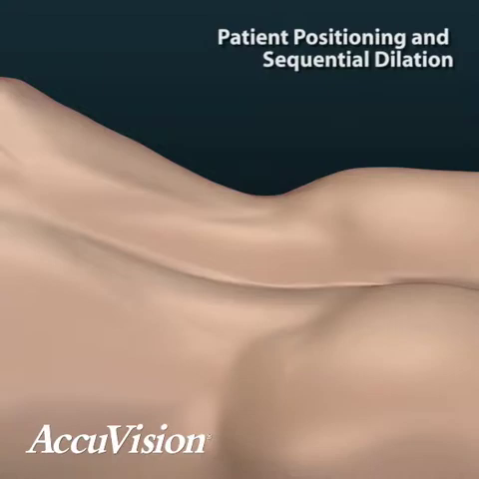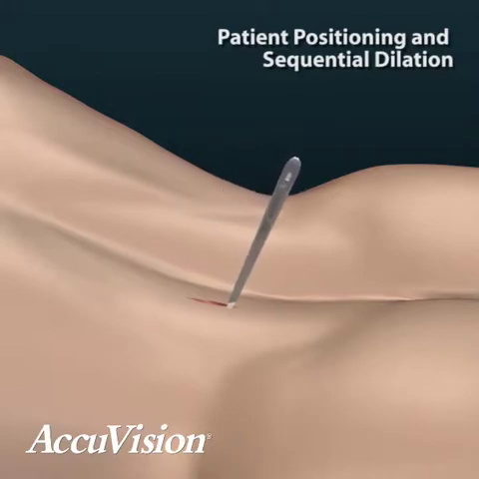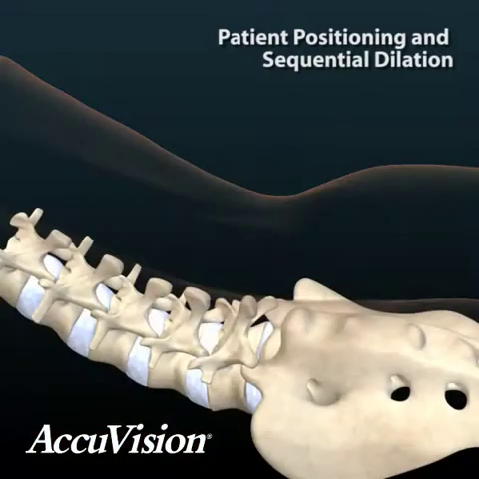A skin incision and fascia release along the marked incision line is made. The dilation process begins with the 2.8 mm smooth Steinmann pin docked to the bony anatomy. Position and trajectory are verified with fluoroscopic imaging.